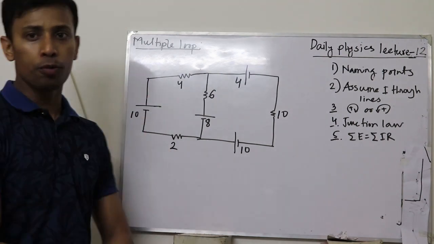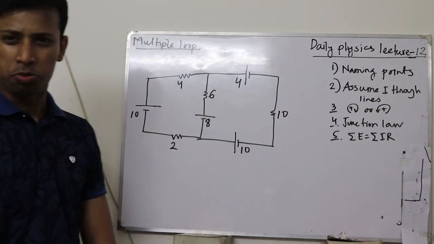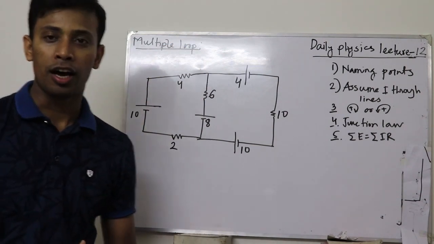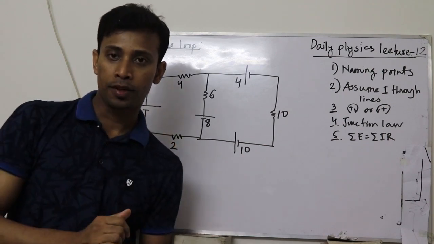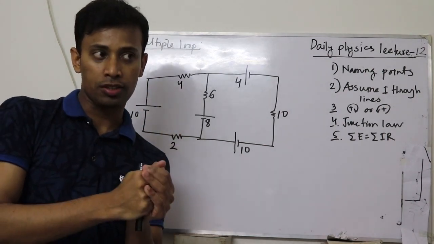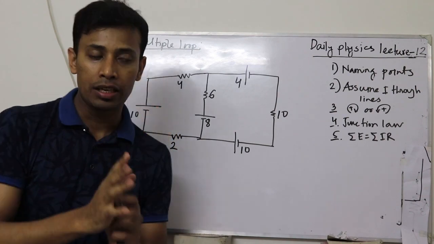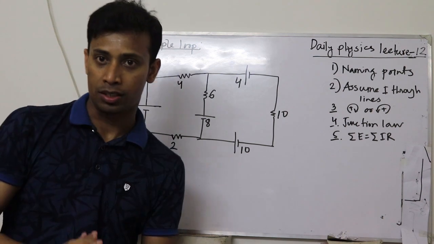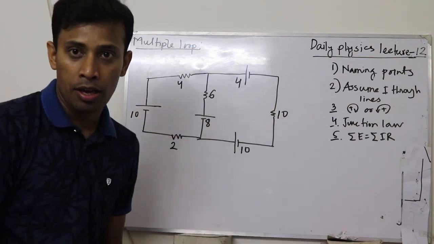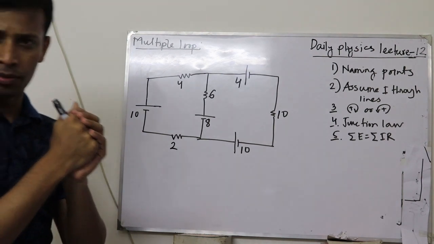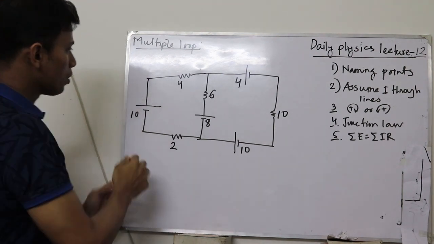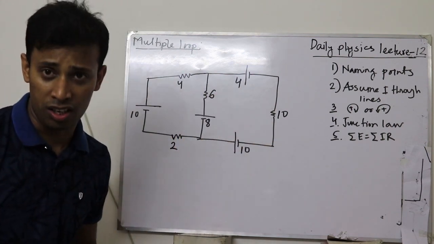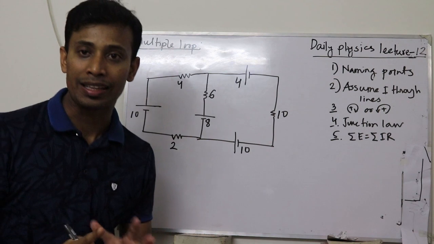So this is a multiple loop circuit. There are too many loops, actually 3 loops. And unlike other lectures, where the circuits had at least one line with no resistance, a resistance-less line, here, see this and try to find the lines. Each and every line has resistance, so it's weird and not like the others.